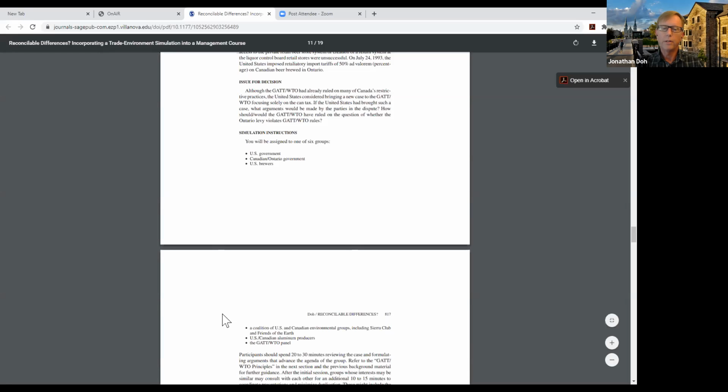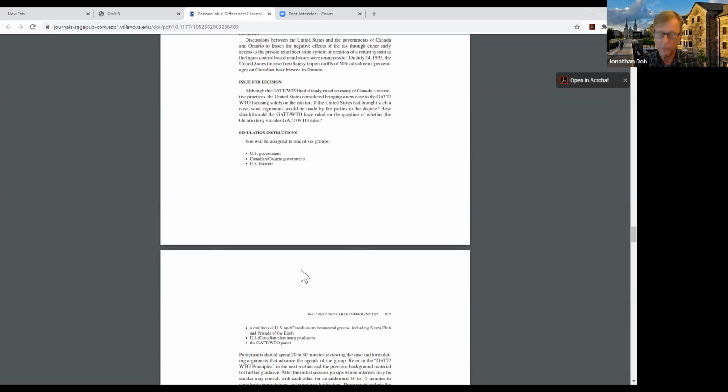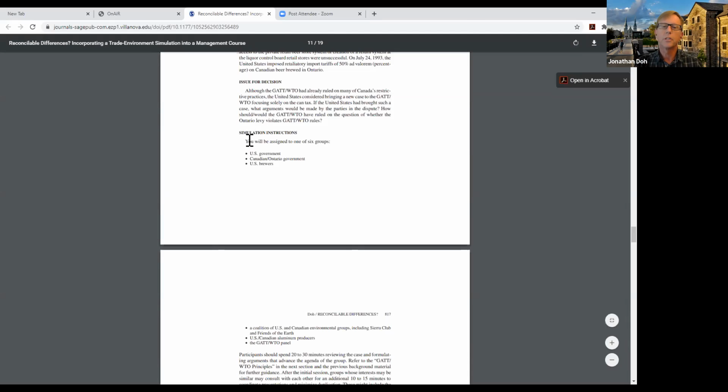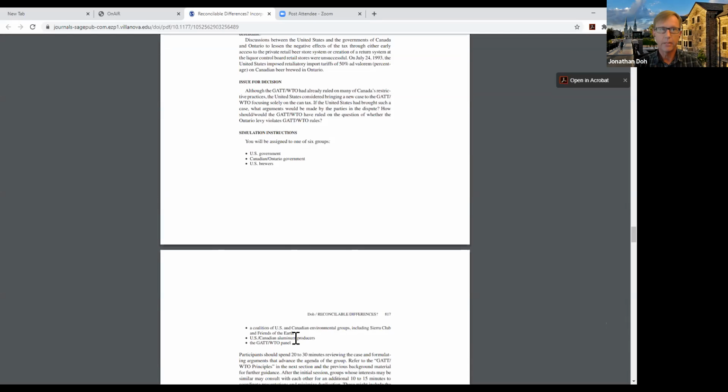And you'll notice that one of the things that I do frequently throughout these cases and simulations is a very simple structure. And many of you have probably used this as well, where I break the students into different stakeholder groups. So it's a little small, but I'll just read it. These are the instructions. You'll be assigned to one of 6 groups: the US government, the Canadian Ontario government, US brewers, a coalition of US and Canadian environmental groups, including Sierra Club and Friends of the Earth, US Canadian aluminum producers, because another industry that was disadvantaged by this policy were the aluminum producers that make cans that beer goes in. And then a panel, a trade dispute panel that ultimately resolves it.